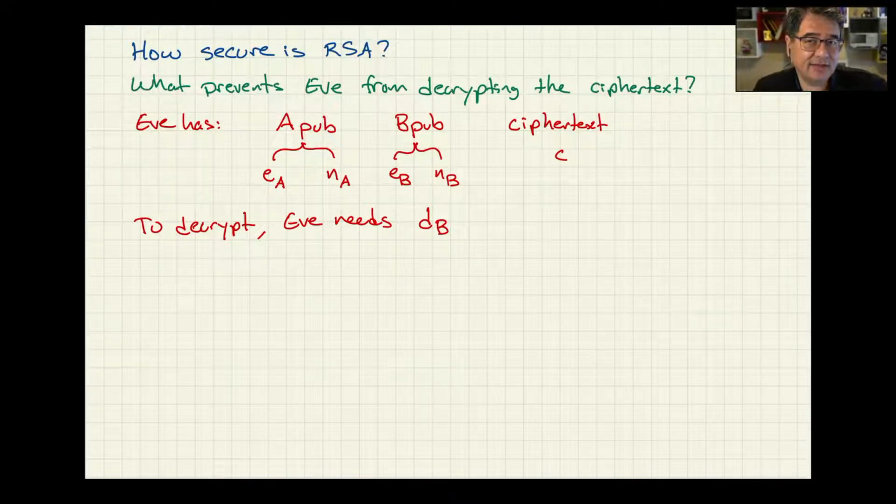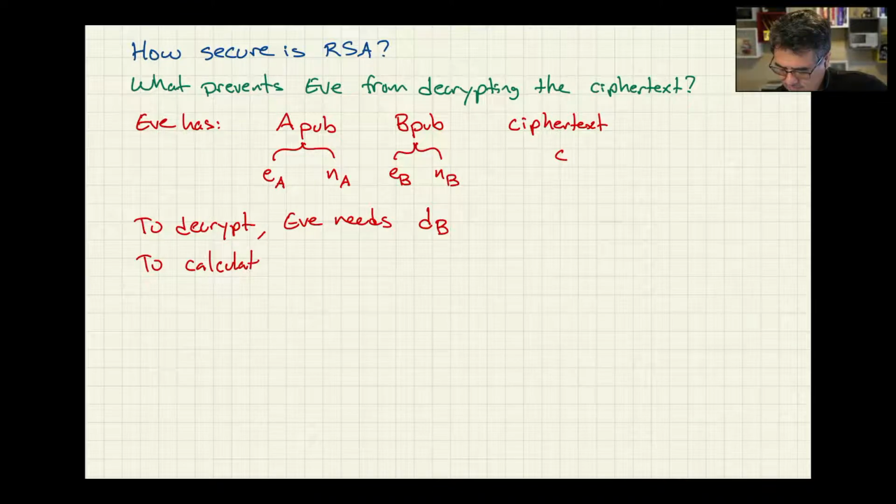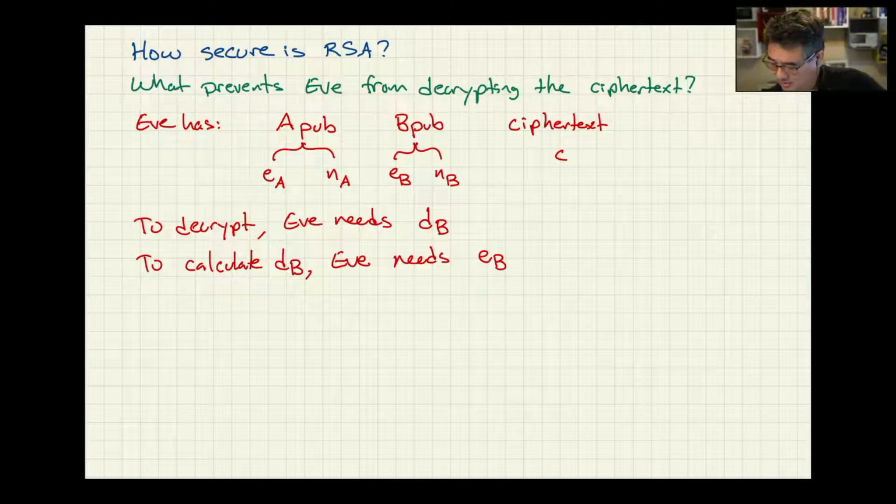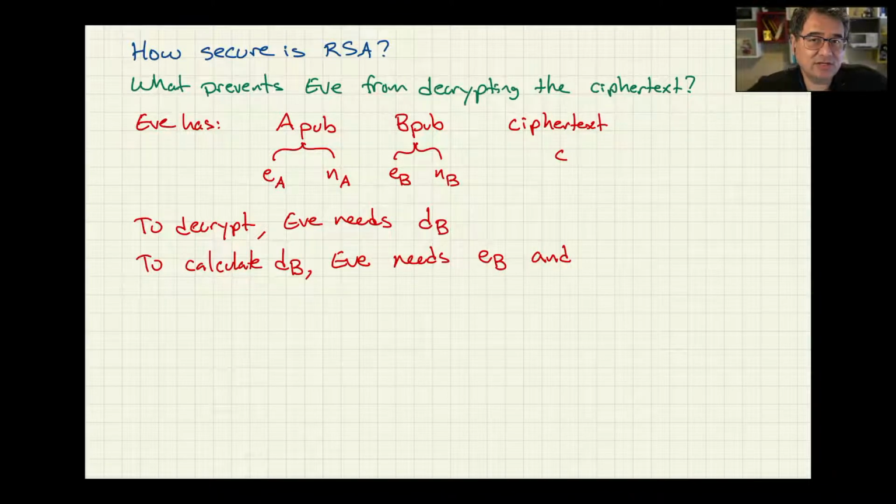So she needs to calculate that D exponent. To calculate that exponent, she needs Bob's E exponent. And what was the other number that she needed to be able to calculate D? She has this one. She has access to that one. But what other number did she need to be able to calculate that D exponent?